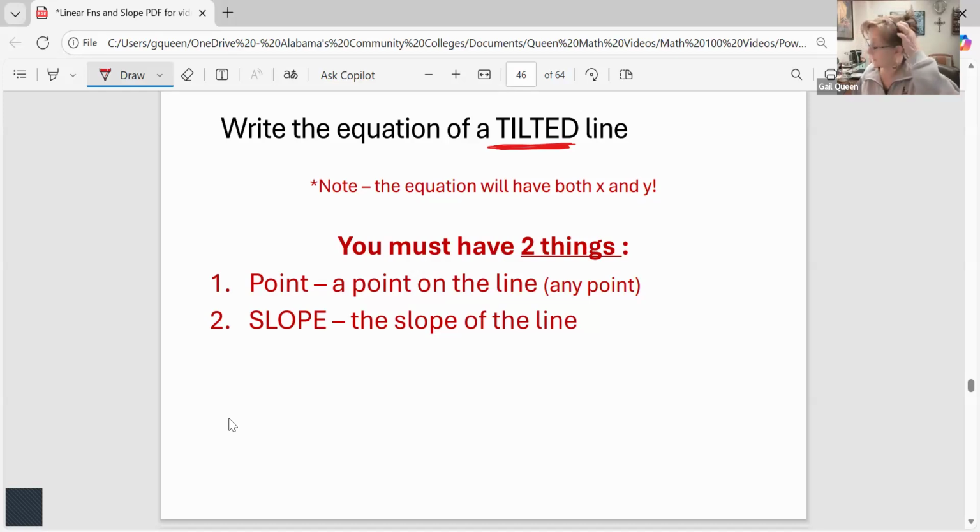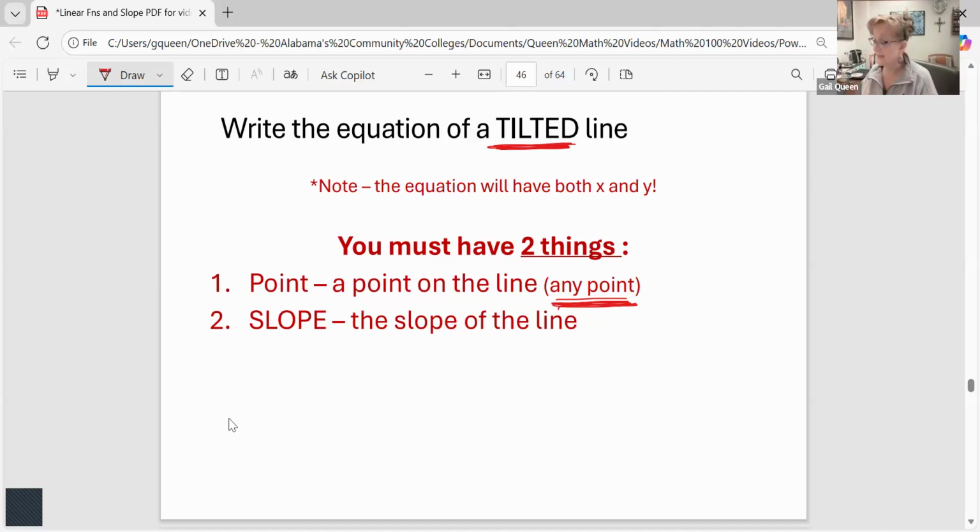And that's where we are. So if you're going to find the equation of a tilted line, not horizontal, not vertical, you have to have two things. And if you don't have these two things, you can't do the problem. You have to have a point on the line, and that point can be any point on the line. It doesn't have to be a specialized point like an intercept. It can be any point. You need a point on the line, and you have to have the slope of the line. If you do not have these two things, you cannot work the problem.